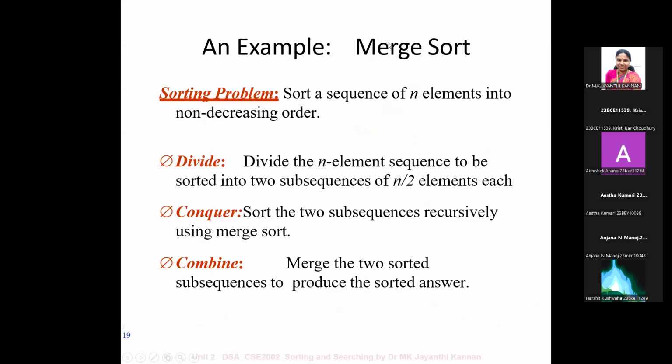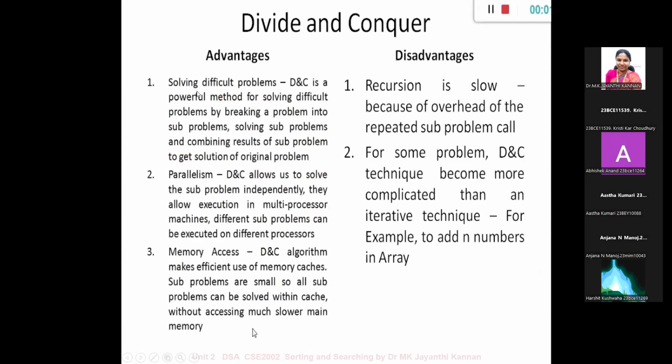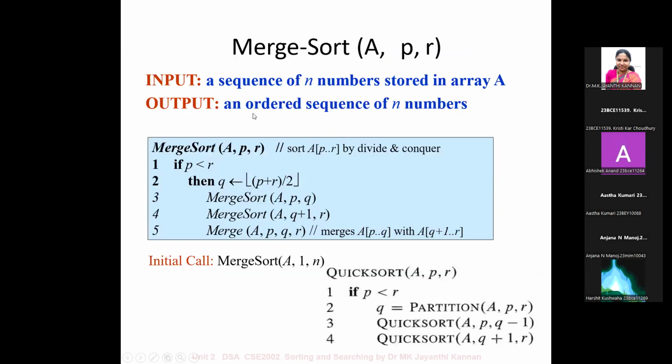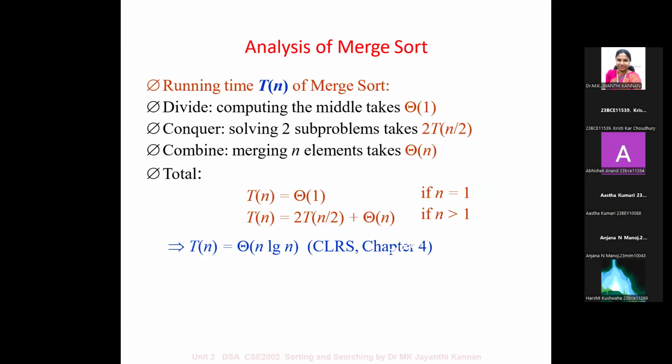In divide and conquer, merge sort is performed using the divide and conquer approach. Here we are following the steps: divide, conquer, and combine. It has its own advantage and disadvantage. How is merge sort performed, what are all the steps, what is the logic, what is the computational time, and how do we calculate the computation time? The divide process needs order of one, the conquer process needs 2 into n by 2 for the two sub problems, and the combine process again needs order of n.